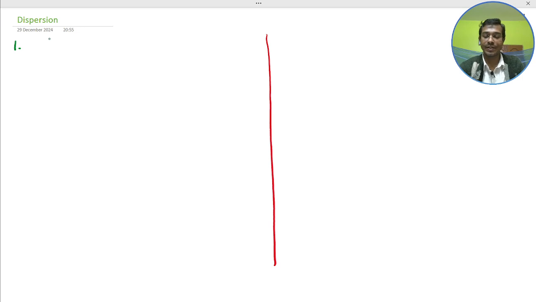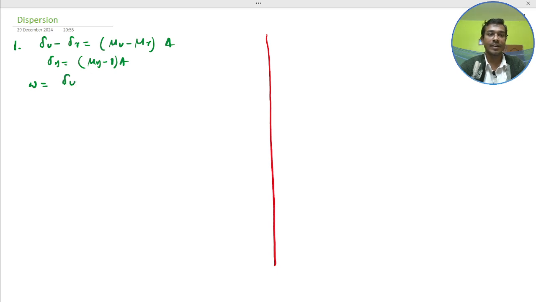So here the angular dispersion means delta V minus delta R is equal to (mu V, violet, minus mu R, red) into A. Average dispersion, that is delta Y, yellow, is (mu Y minus 1) into A, and the dispersive power of the medium, written as omega, is (delta V minus delta R) divided by delta Y, equal to (mu V minus mu R) divided by (mu Y minus 1).